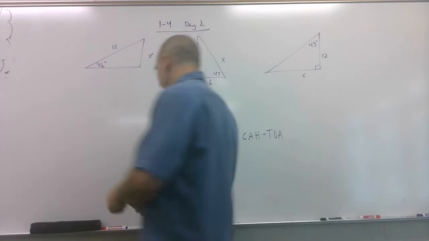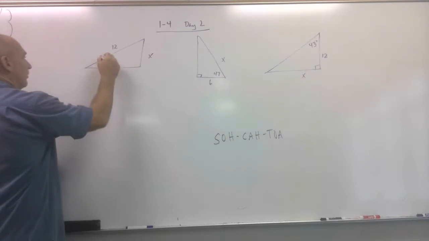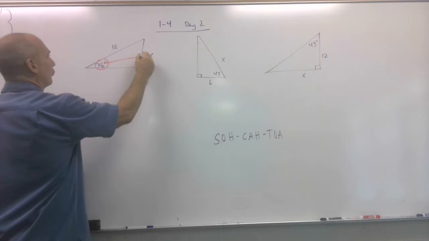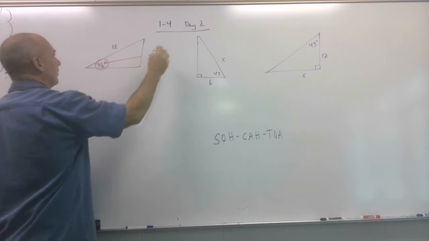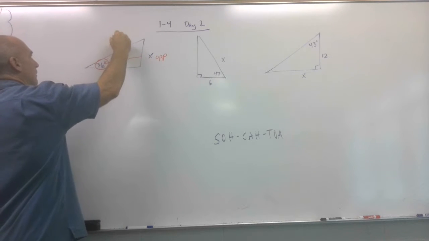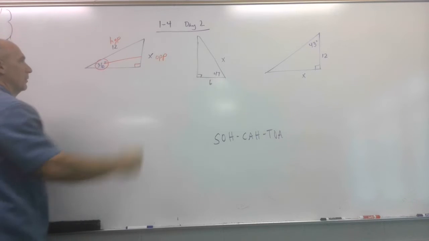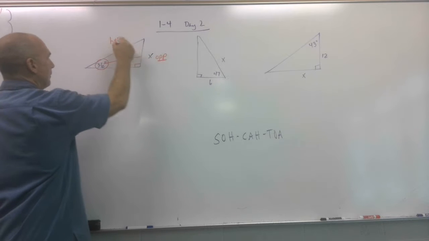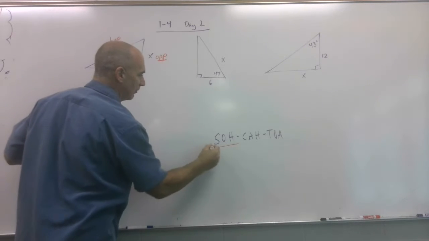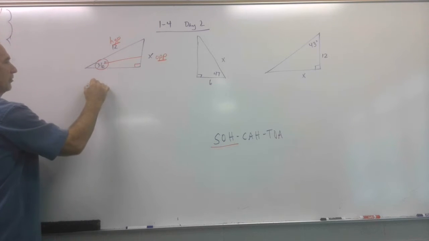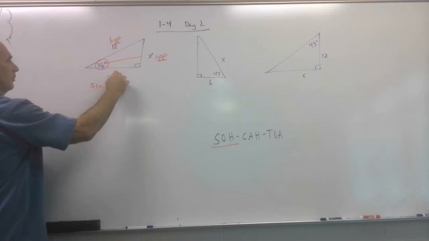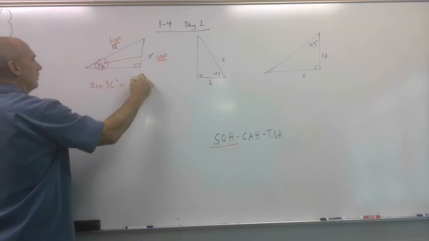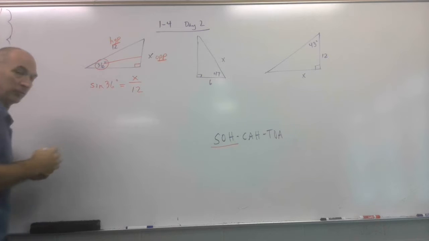So here we go. Take a look at this. This is our reference angle. Go straight across. That means this is the opposite side. This is just the hypotenuse. I forgot to put that in there, but that's a 90-degree angle. So what trig function uses opposite and hypotenuse? That would be sine. So I'm going to go sine of 36 degrees equals opposite over hypotenuse.